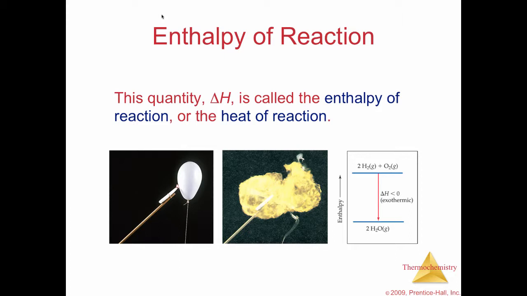When a mixture of hydrogen gas and oxygen gas is ignited to form water vapor, the resultant explosion produces a ball of flame. Because the system releases heat to the surroundings, the reaction is exothermic, as indicated in the enthalpy diagram.